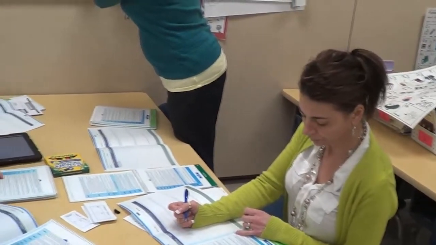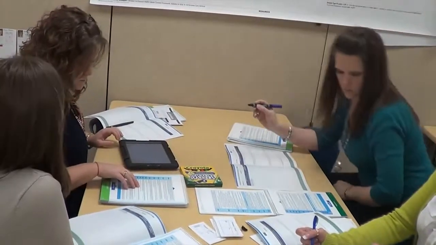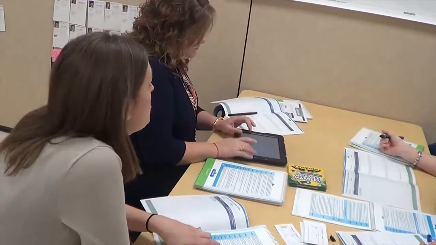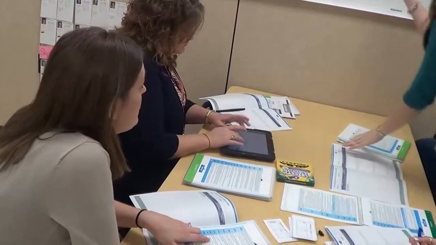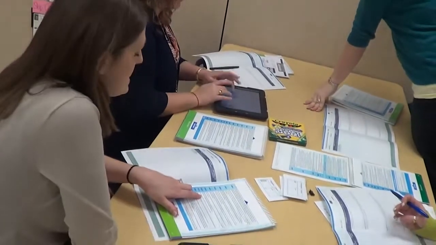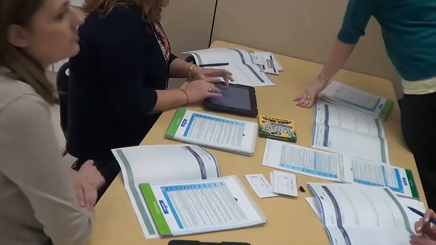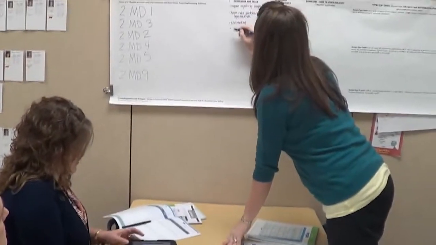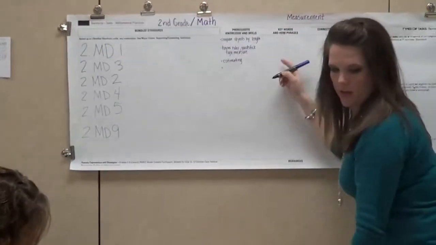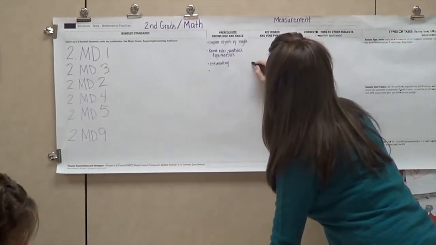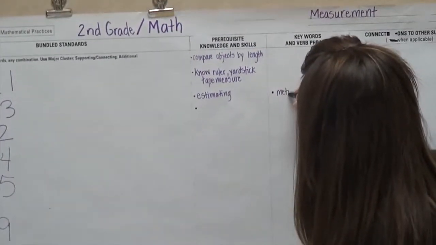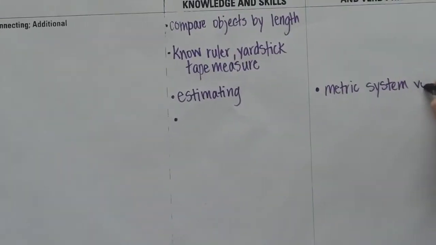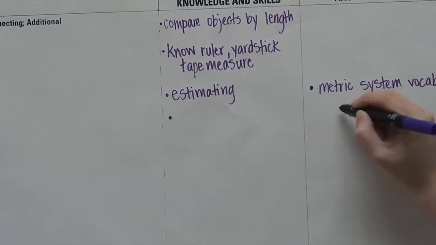2.MD.3 is estimate lengths using units of inches, feet, centimeters, and meters. So they would need to know what it means to estimate. So they would have to have those estimation skills. Prior knowledge of estimation. And maybe prior knowledge of the metric system. Here, the vocabulary, centimeters, meter. I'm going to add that over to keywords. And then under those keywords, I would probably go ahead and do inches, feet, centimeters, and meters.